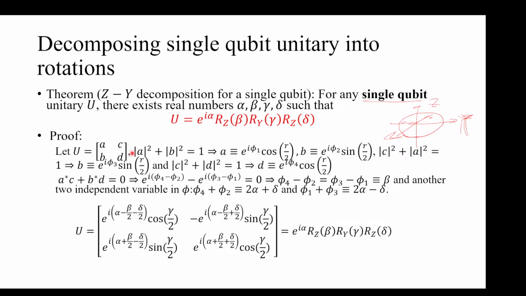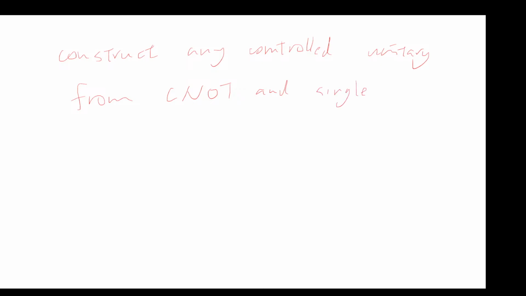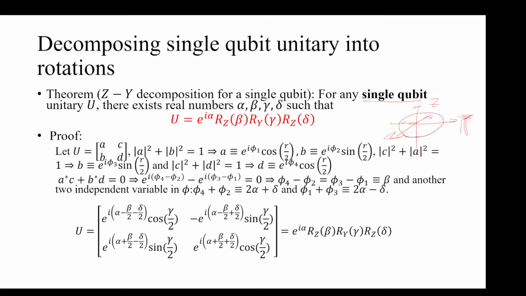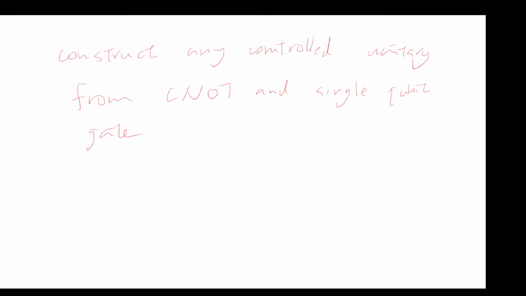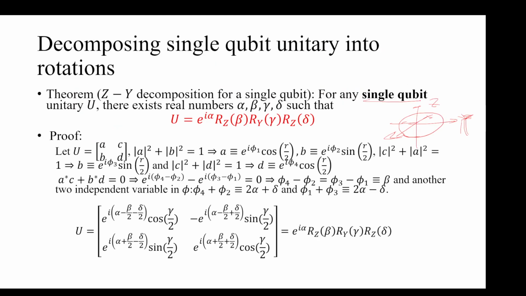If not, then we'll start doing what we want to do today. Basically the goal today is right here: we want to construct any controlled unitary from CNOT and single qubit gates. To do that, first we decompose a single qubit gate into the rotations we just saw.